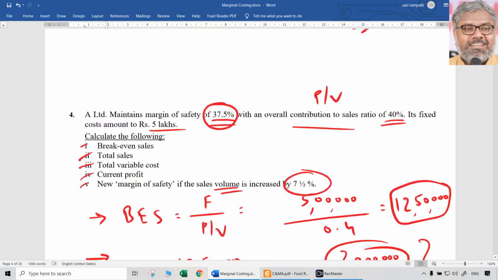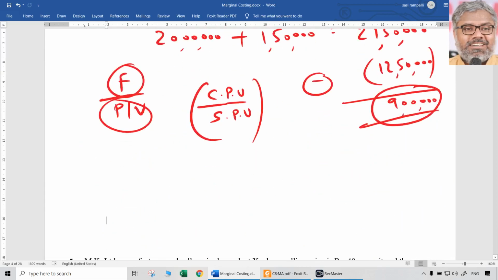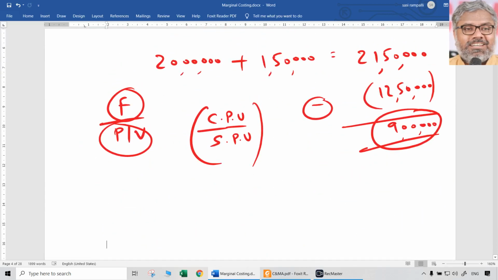So PV ratio will not be affected by the increase in sales quantity. That's what is mentioned here. Only volume is increased, quantity is increased. When only sales quantity increases, PV ratio does not change. Fixed cost anyway will not change. That is why it is called fixed cost. When both are not changing, how will break-even sales change? It will not change. That means it is going to be same. That means the new margin of safety in the revised scenario is 9 lakhs rupees.